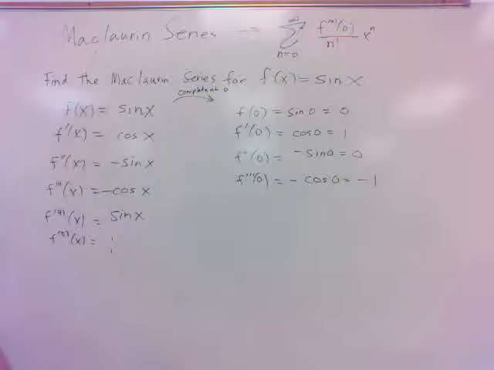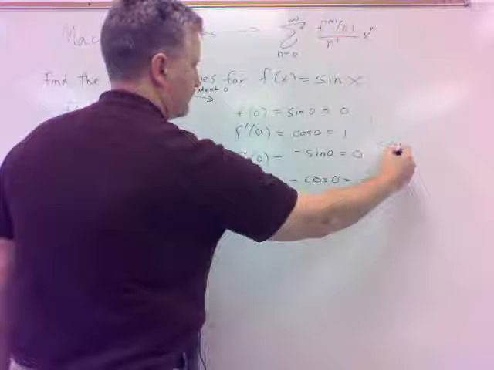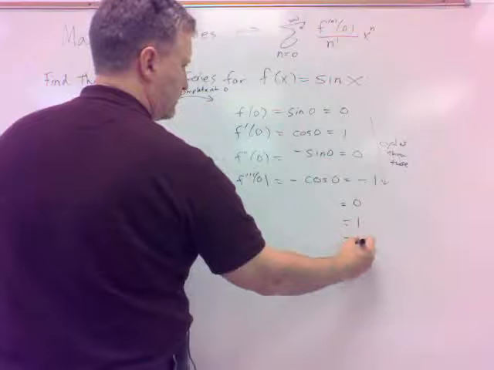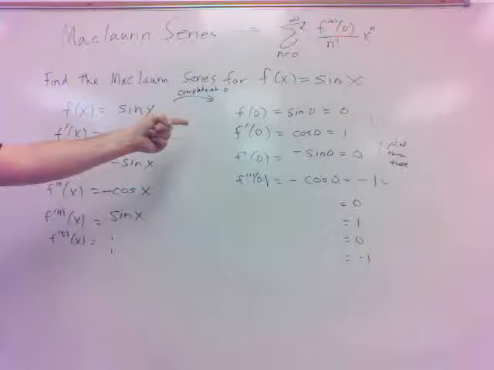Won't it? Because won't the fourth derivative be the same as the first one? Fifth derivative would be the same as the second one? Because our pattern has just started again, right? At the fourth derivative, it's back to sine, so it'd be 0, 1. All right, so that's our pattern.